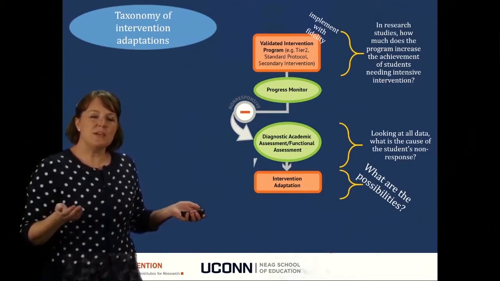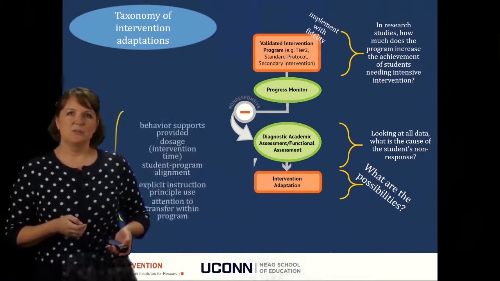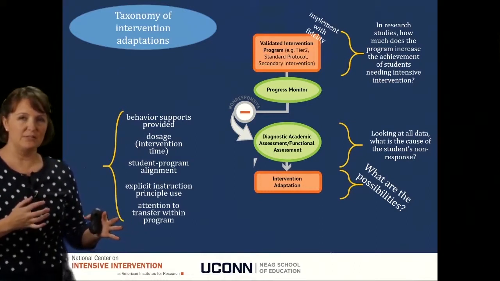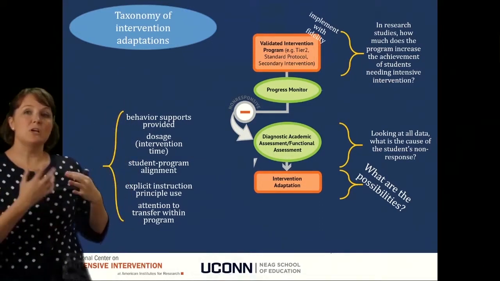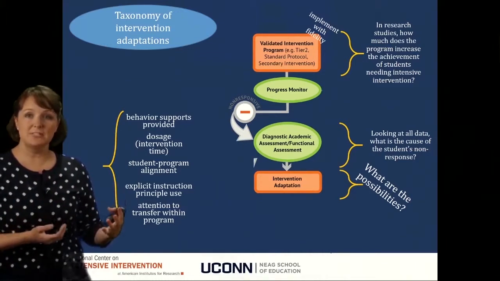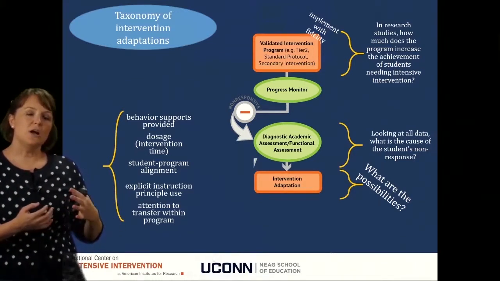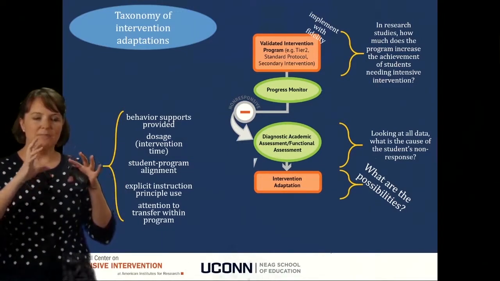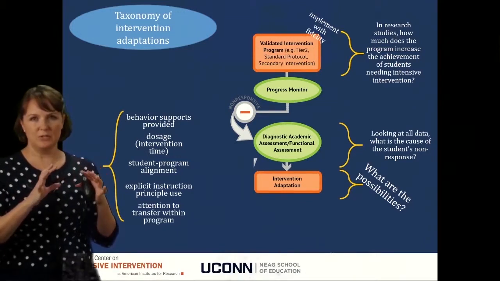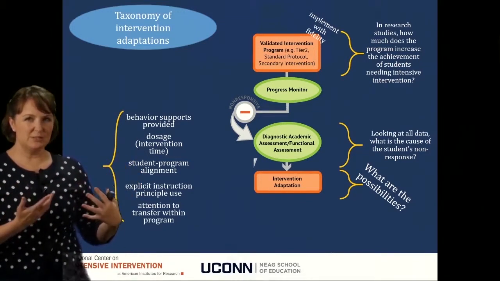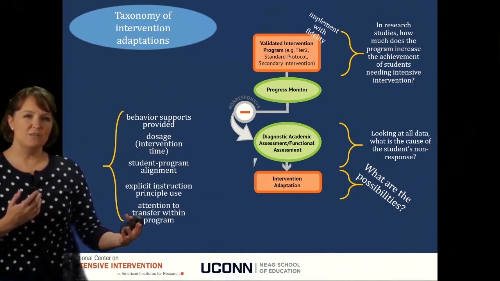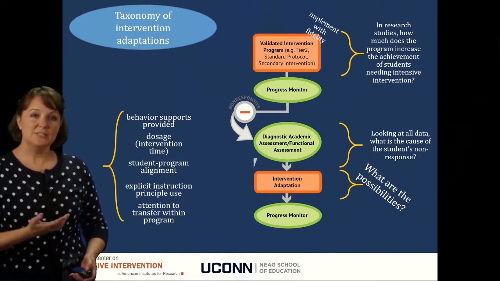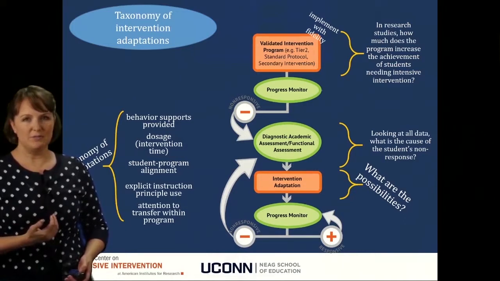And so what are some of the possibilities to this adaptation? There's quite a few that are in this taxonomy, and we'll go over these on some of the next few slides. We'll talk about behavior supports. We'll talk about increasing the dosage that the students are receiving to the intensive intervention. We'll also talk about whether the program is really aligned with student needs and ways that we can finagle that to make it more accessible for the student. We'll talk about whether we're using explicit instruction and whether we're actually teaching for transfer. And once those adaptations are in place, then we progress monitor to see whether students are responsive or non-responsive.